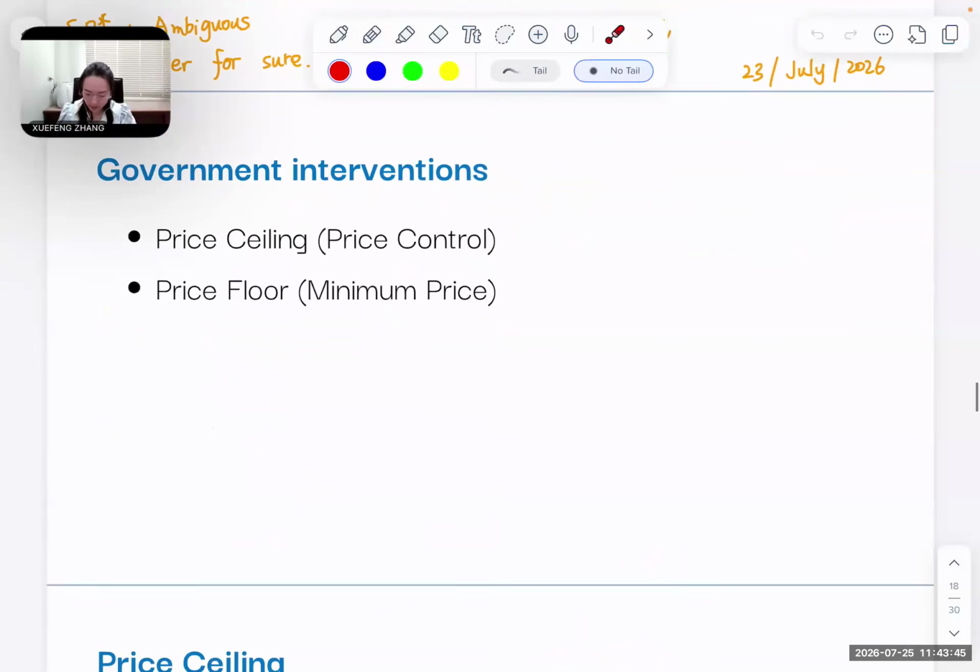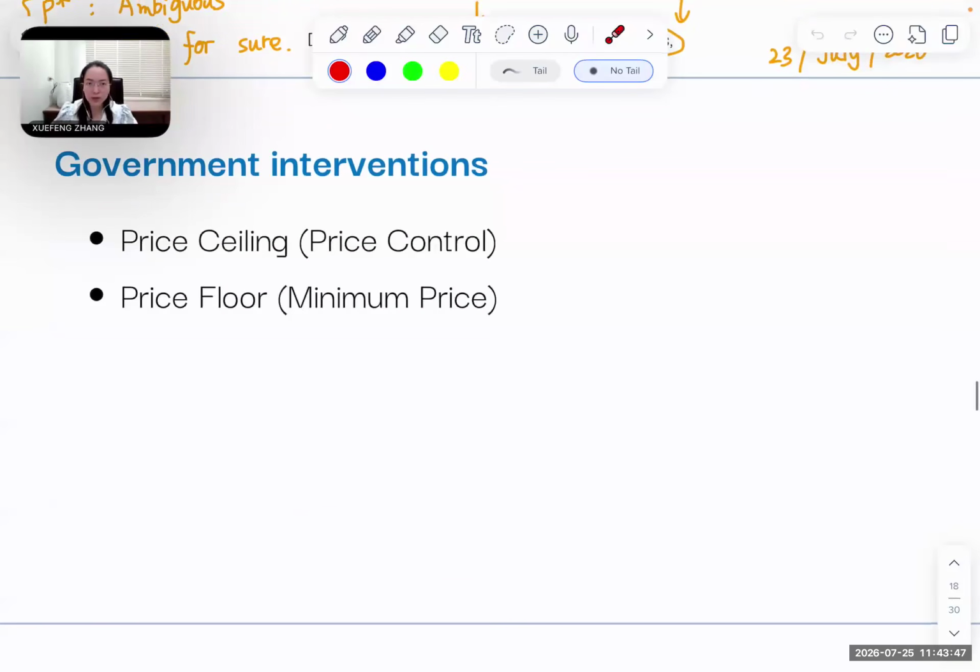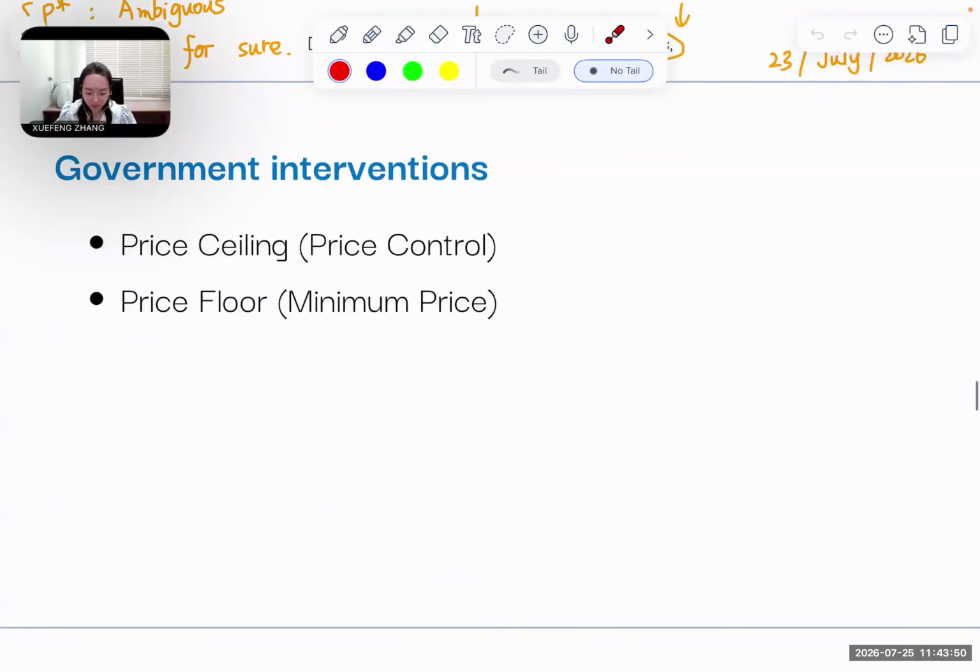Let me continue. So far, we've let the market find its own price. Buyers and sellers fight it out. Equilibrium wins, right? Today, we ask what happens when government steps in and says, no, the price has to be this. All right. So we have two tools, opposite direction.